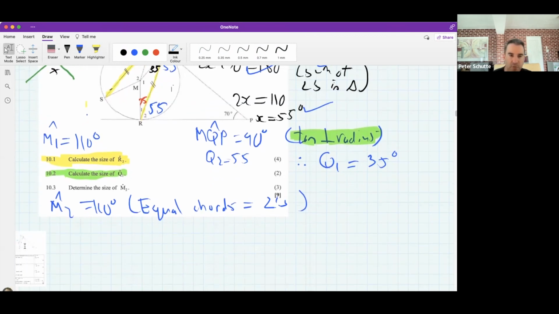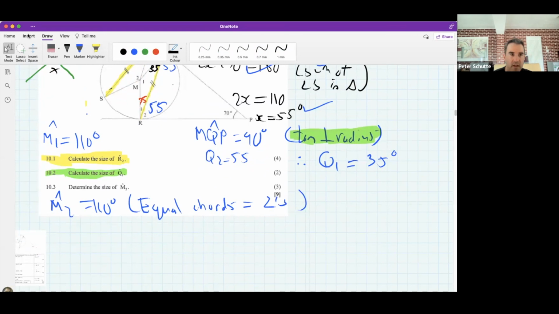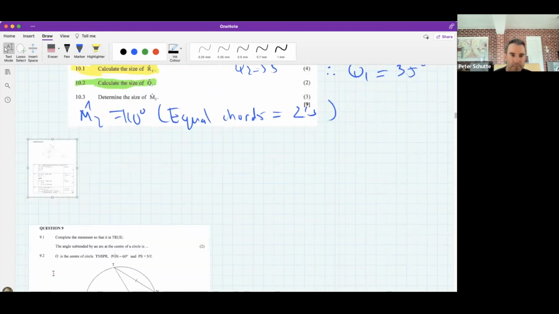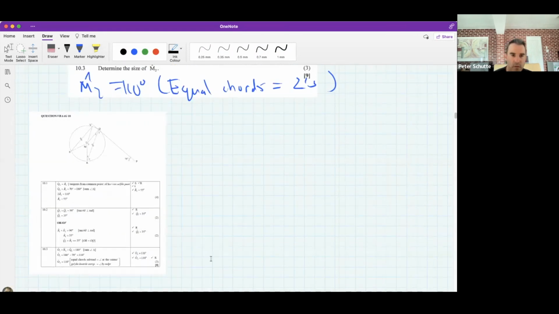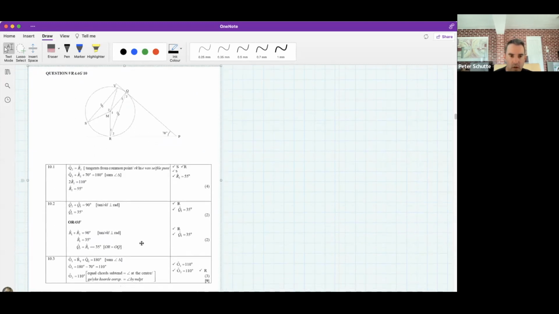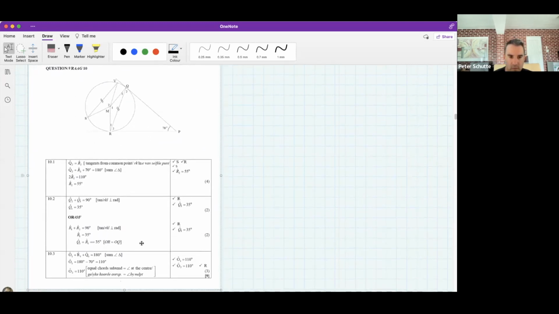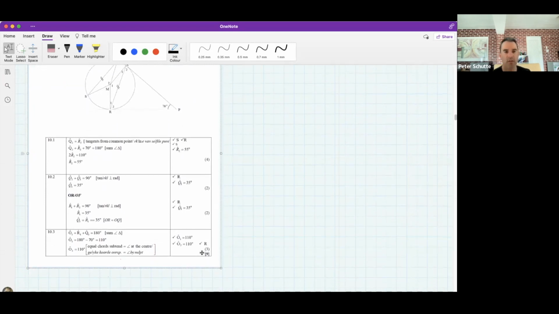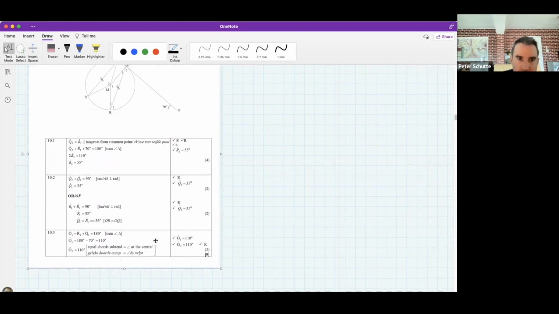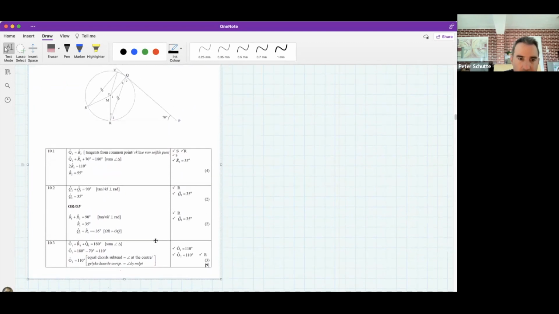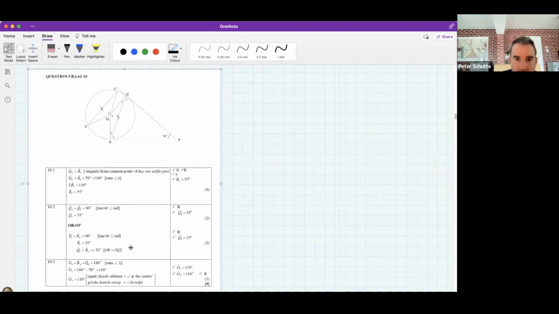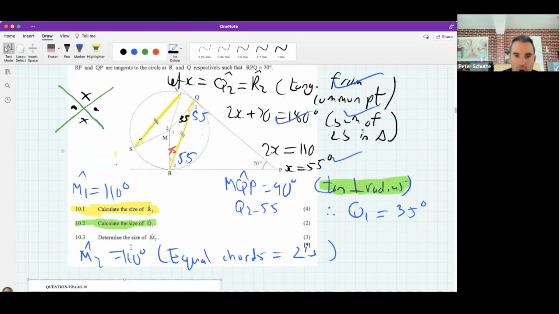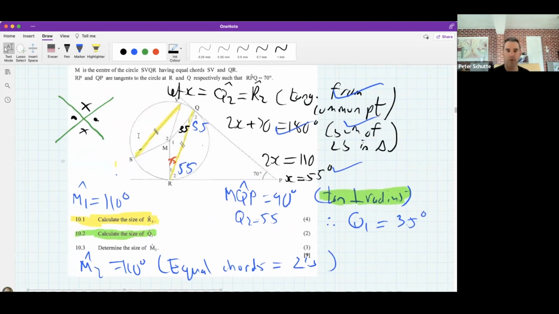Let me just bring up the formal memo just so we can look at how they write it out here. So there we have it. Equal chords, equal angles. Equal chords subtend equal angles at the center. So yeah, that's fine. So we have that one there.